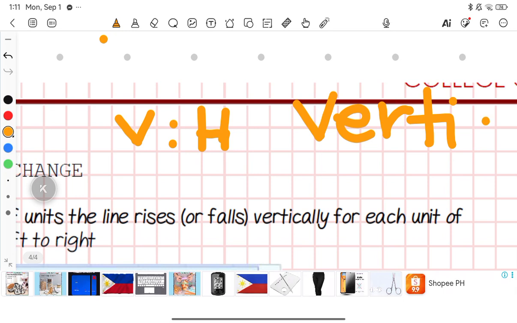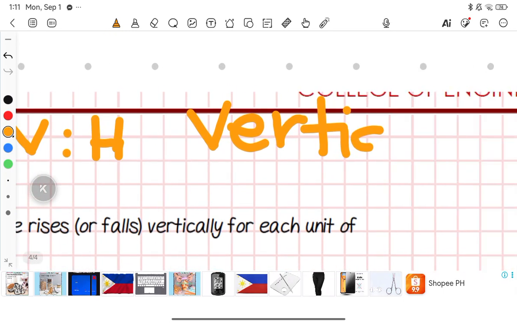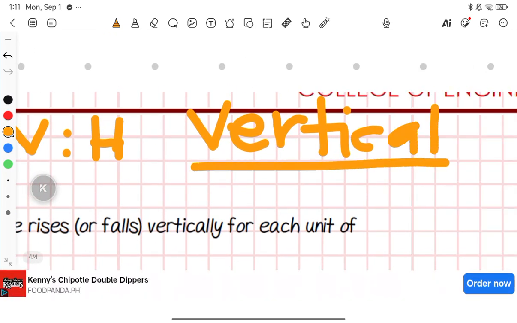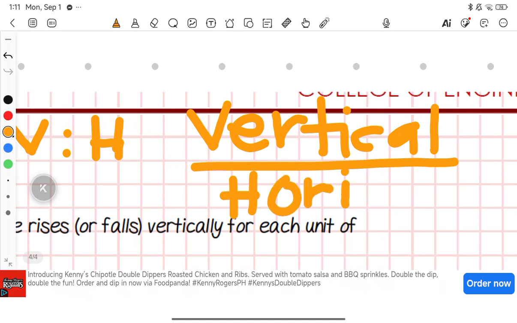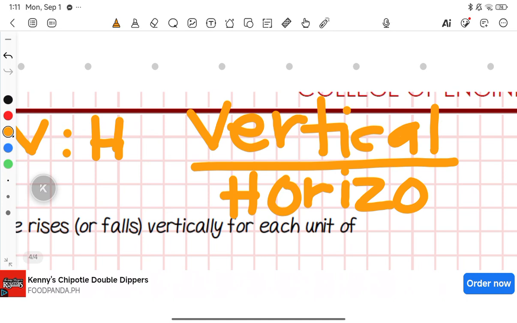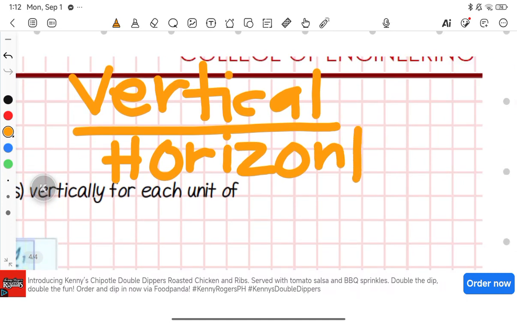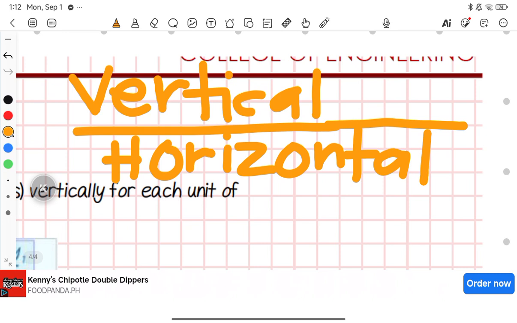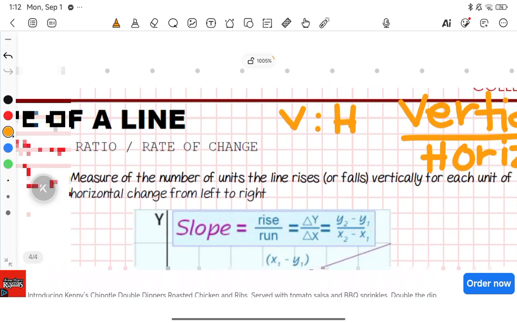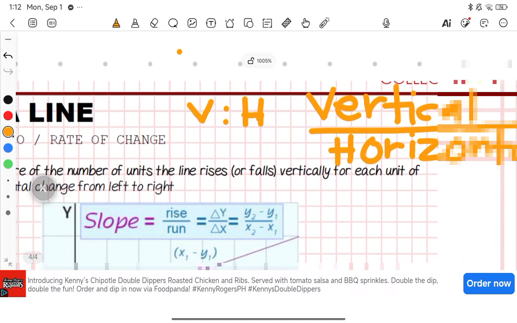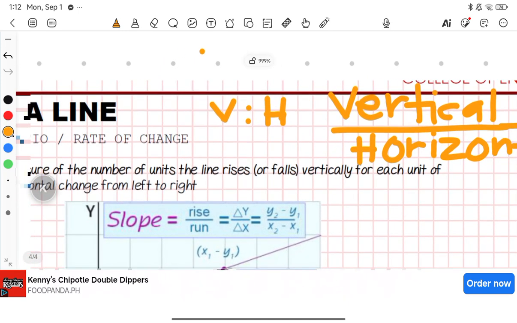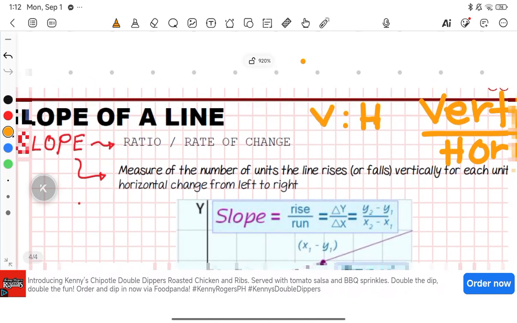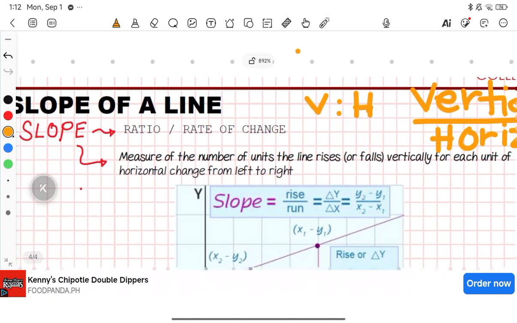Ayan. So, kung isusulat natin siya via fractional form, that is also equal to vertical units, wait lang, vertical over horizontal. So, ganyan. Horizontal. O, diba? Ang haba. Extend pa natin. Yan. Okay, so rate of change of vertical with respect to horizontal.